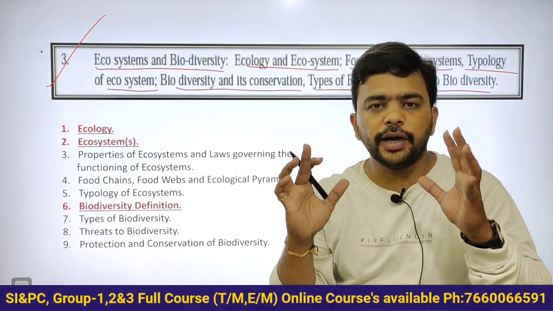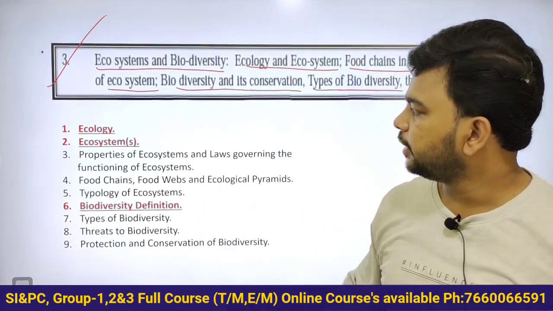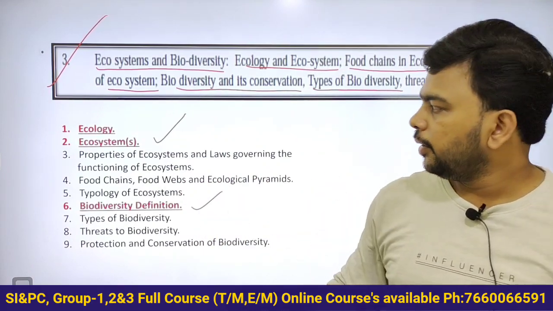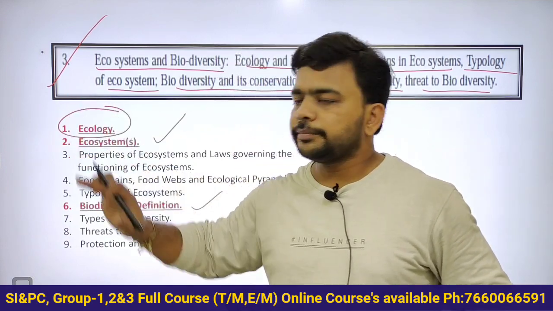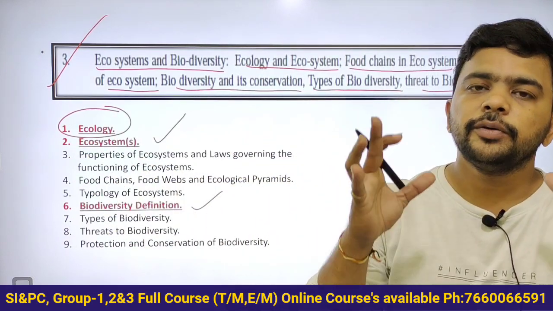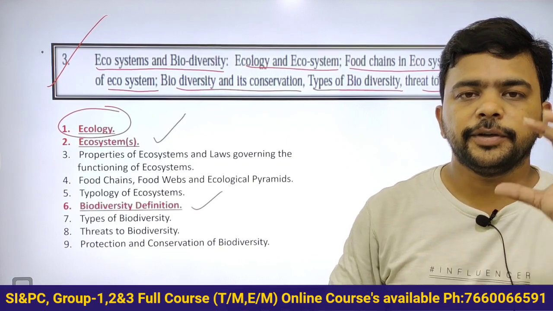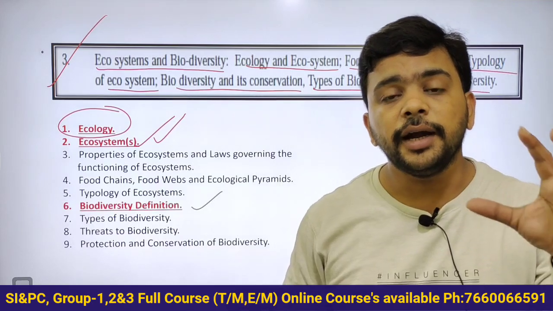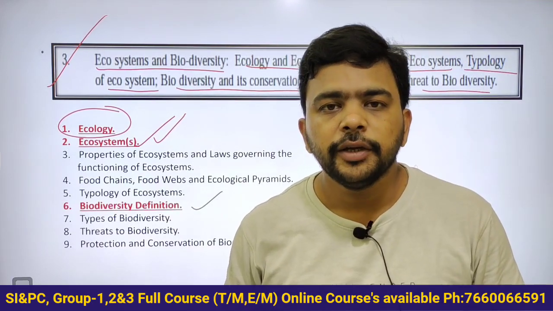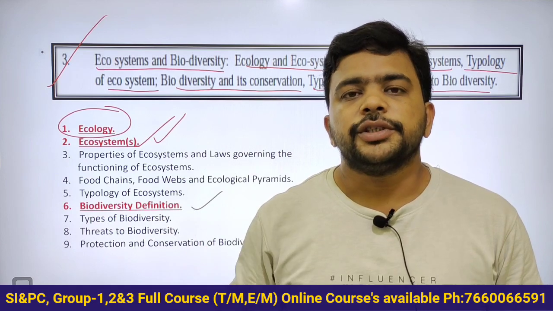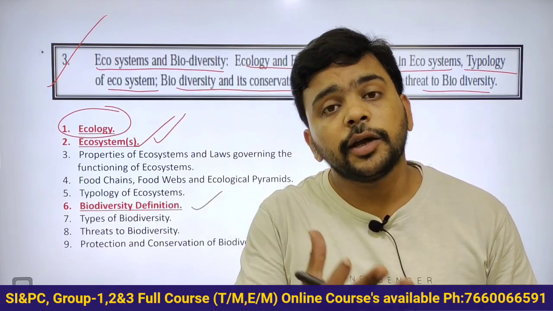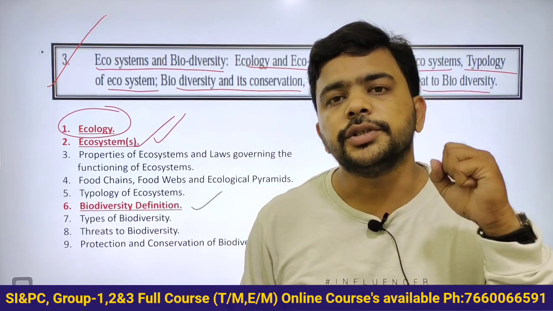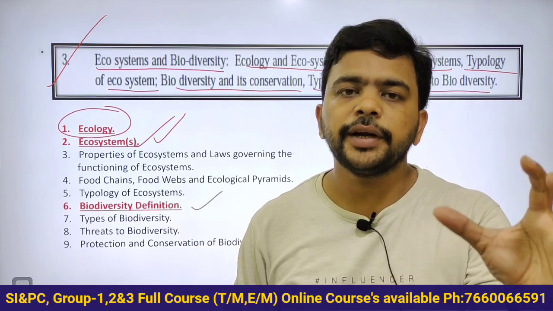So if you just divide, it has two broad topics: one is ecosystem, second is biodiversity. First we discuss ecology. Ecology is the study of the entire environment in a scientific manner. Then what do we mean by ecosystem? Ecosystem means the structural and functional unit of the biosphere. For example, wetland ecosystem, river ecosystem, lake ecosystem, ocean ecosystem, mountain ecosystem, forest ecosystem, pond ecosystem, different types of ecosystems.